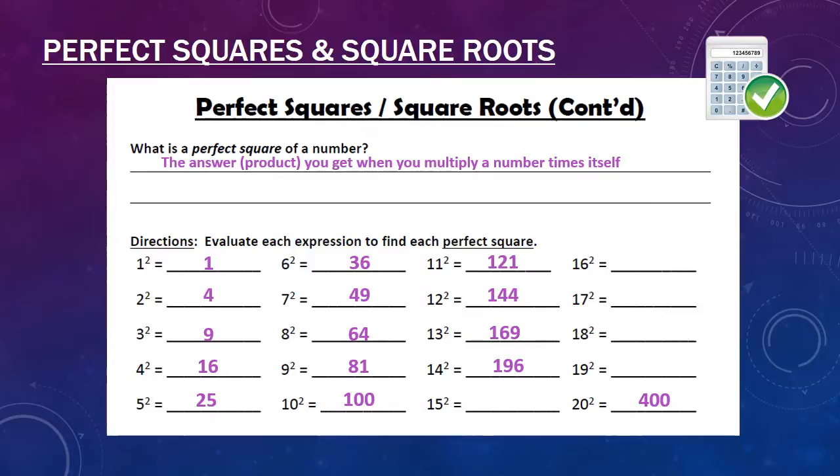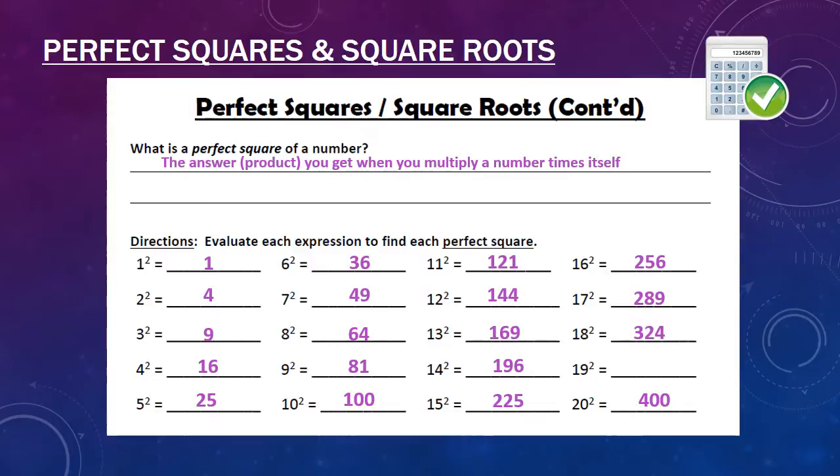15 times 15, or 15 squared, would be 225. 16 squared, or 16 times 16, is 256. 17 squared, or 17 times 17, is 289. 18 squared, or 18 times 18, is 324.